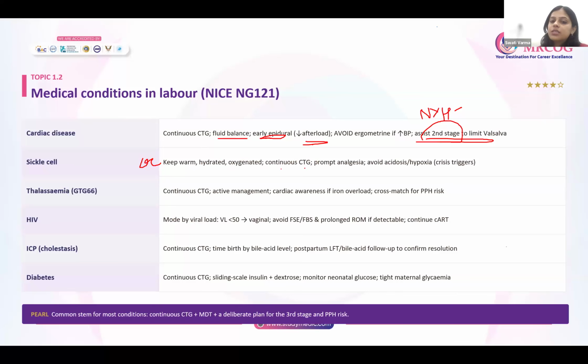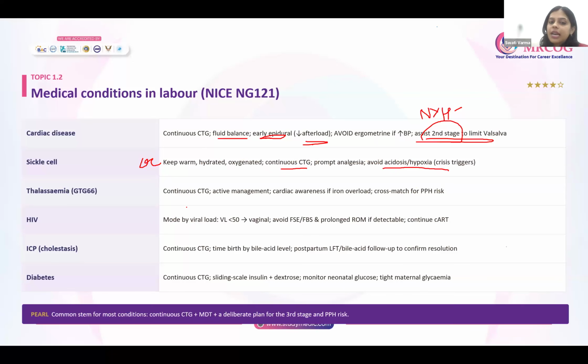Continuous CTG is a must. Prompt analgesia, excepting pethidine, of course. Avoid acidosis or hypoxia, as they may precipitate crisis. Hence, avoid any stressor factors.